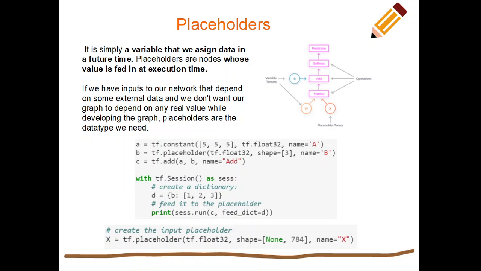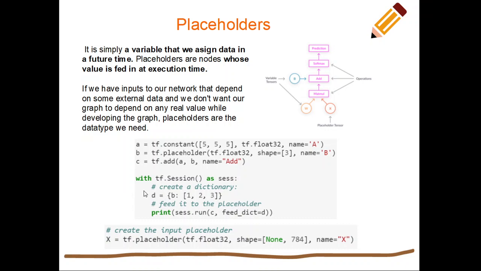So if you really see this particular statement here, there is a constant defined which has a shape of 3, so this is a vector of 3 values, and then we are declaring a placeholder which is also of the shape of 3. Okay, and we are adding these two together. Okay, so this we have declared as a placeholder. That means we do not know the values until runtime.